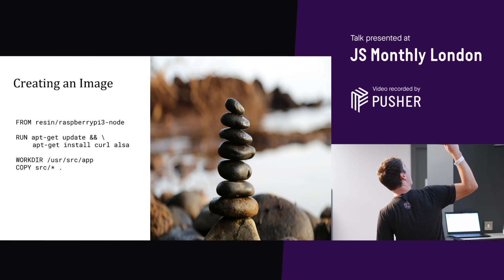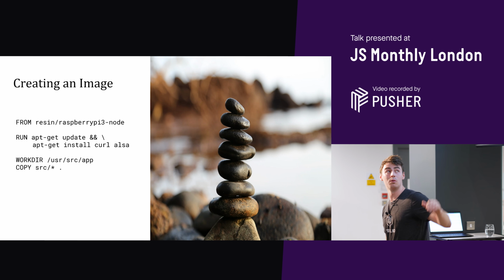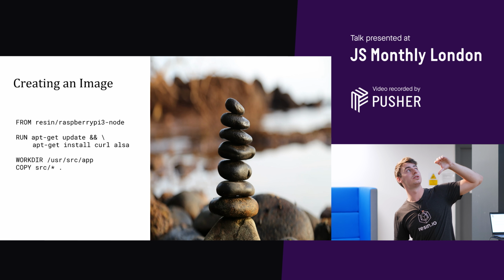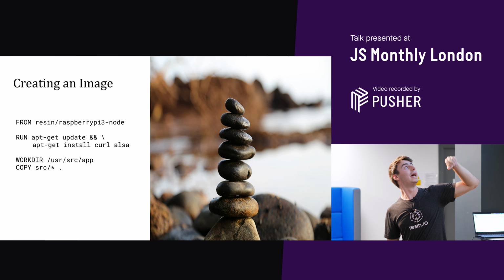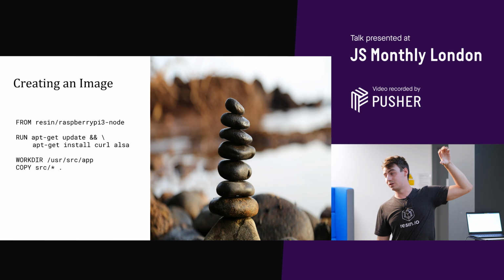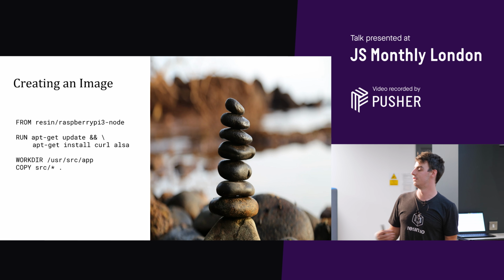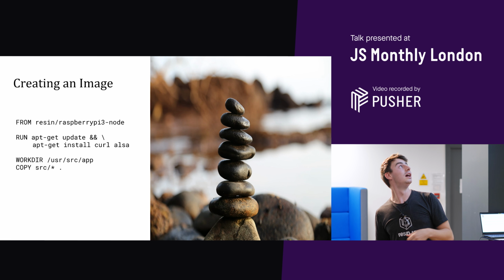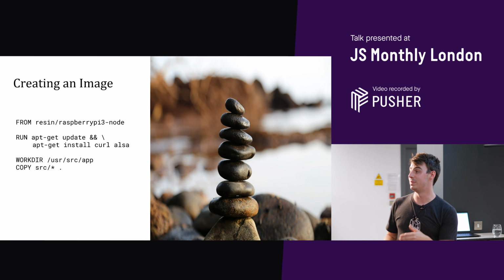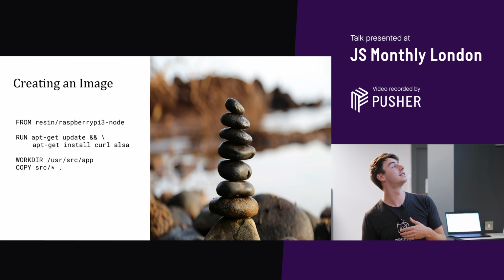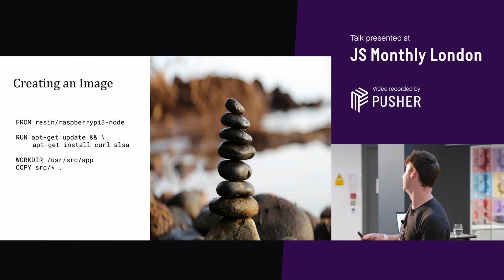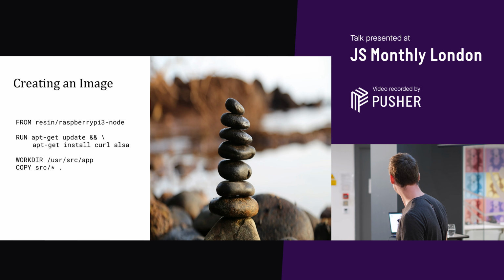So each line is creating a new image. The WORKDIR line would create an image that's got the Debian node image. It's got curl and alsa. It's got some metadata to say that the working directory of this image is /usr/src/app. And then there's another image that is built on top of that, which says all of my source code is in that working directory.